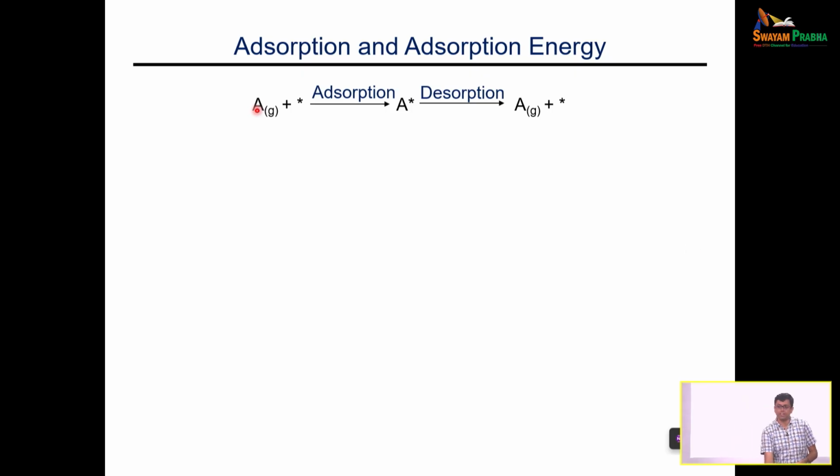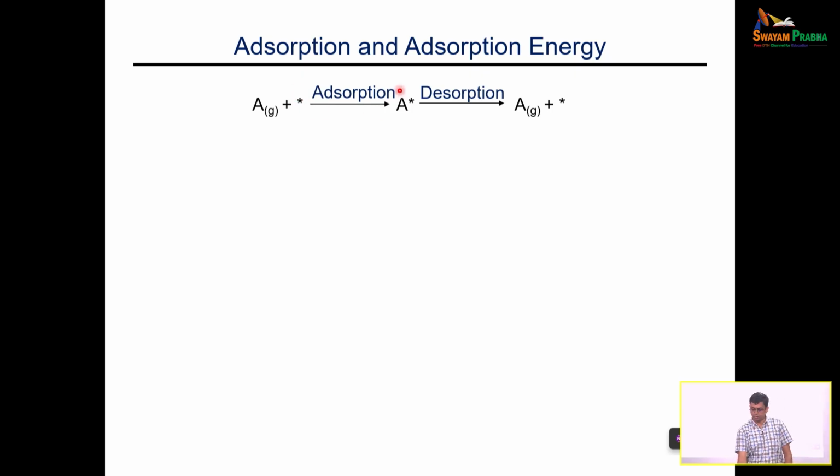If A is in the gas phase, that's being represented here, and the star represents a site at which the adsorption happens, because adsorption is a surface phenomenon. If you don't have this site, adsorption cannot happen. If I need to place A here, that site has to be empty. So this star represents an adsorption site.